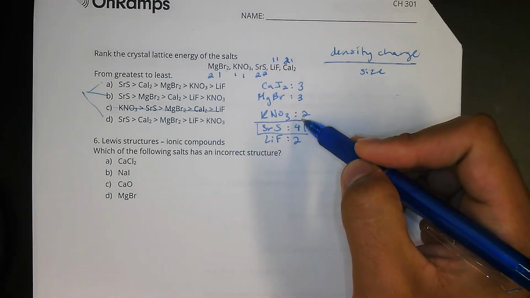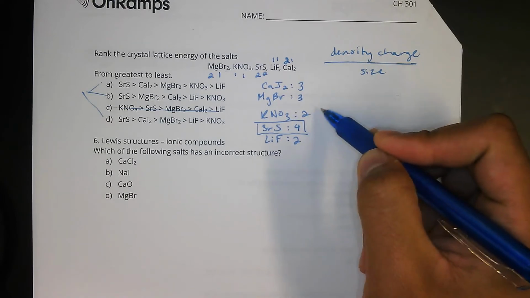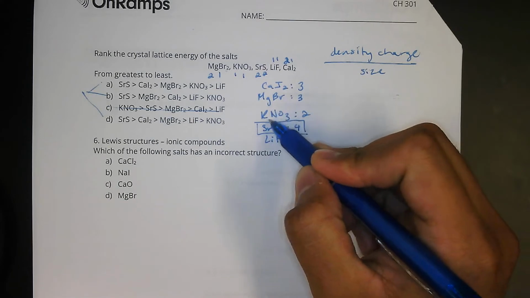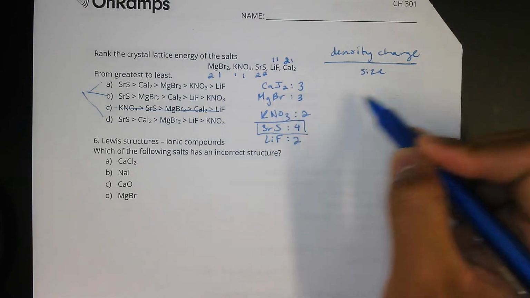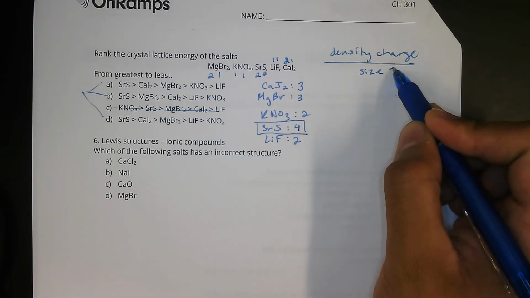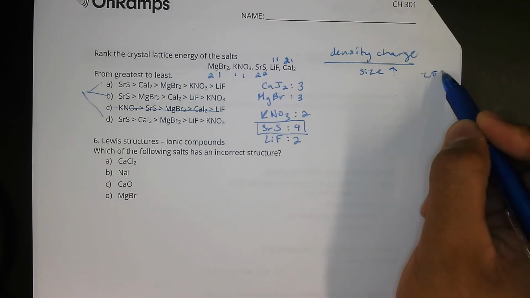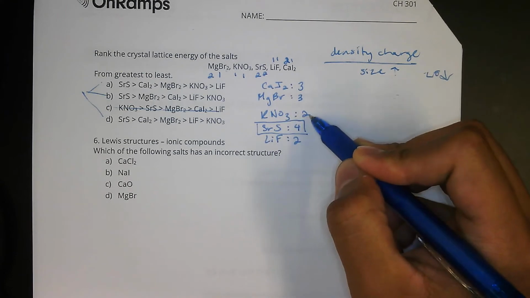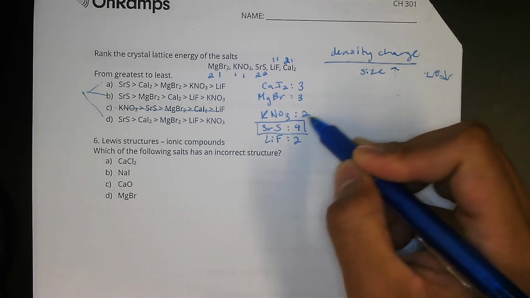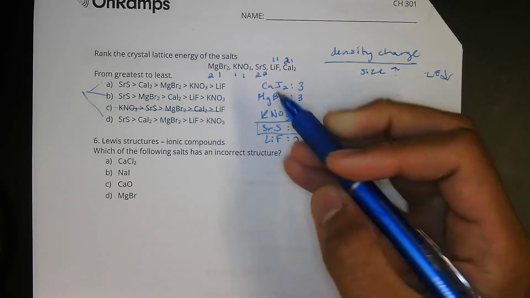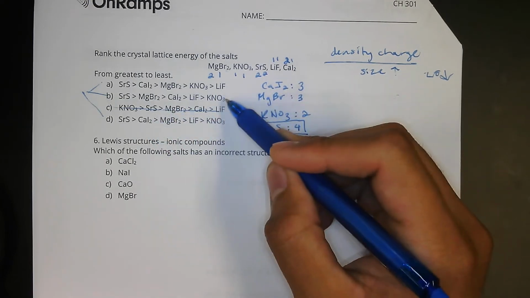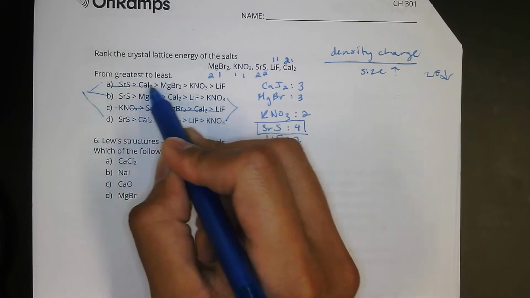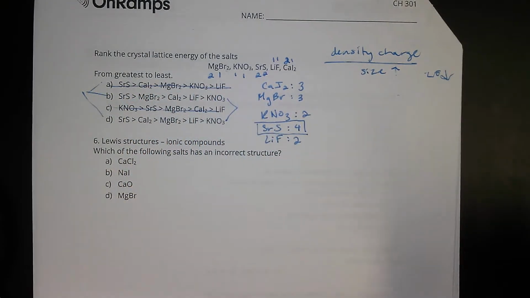So to determine which one I'm going to have last between these 2, I have lithium fluoride and then I have potassium nitrate. Because I have a polyatomic ion here, that increases its size, and remember that as the size goes up, your lattice energy will go down. So this one has the largest size, and it has one of the lower charge densities, so this will be my lowest one. And so now if I look here, that narrows it down between B and D. So I can cross A out because it does not end with potassium nitrate.